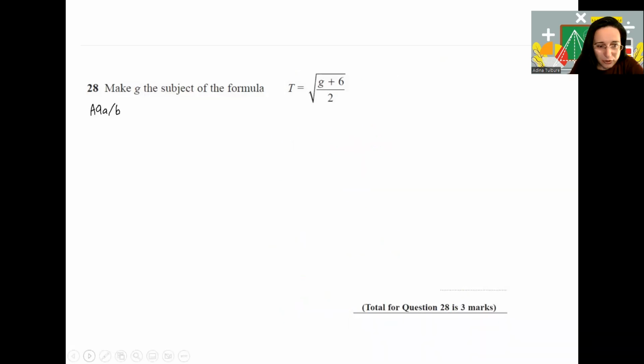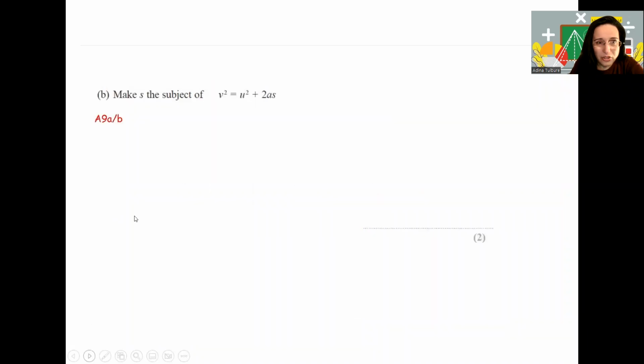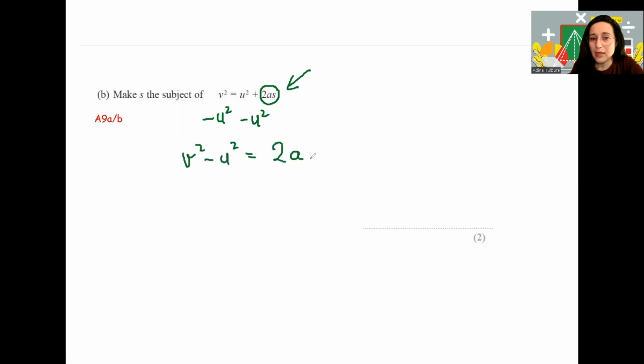It would be nice for you to pause the video and try to do it yourself. Let's look at this one. It says, make S the subject of that. Okay, so S is in this term. First, I need to isolate this term. What am I going to do? Get rid of u squared, minus u squared on both sides. Okay, I've minused it. v squared minus u squared equals 2as.